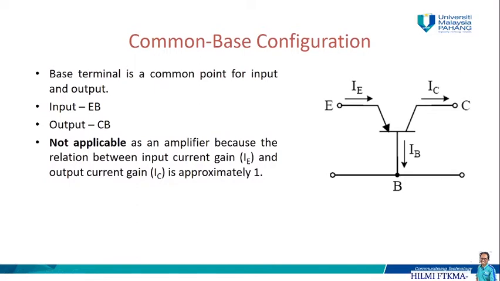This is where the base terminal is the common point for the input at the emitter and the output at the collector. This kind of configuration is not really applicable as an amplifier, because the relation between the input current, IE, and the output current, IC, is approximately 1. So we are not going to have any significant gain or difference between the input current and the output current. We can still use it as a switch, but not as an amplifier.